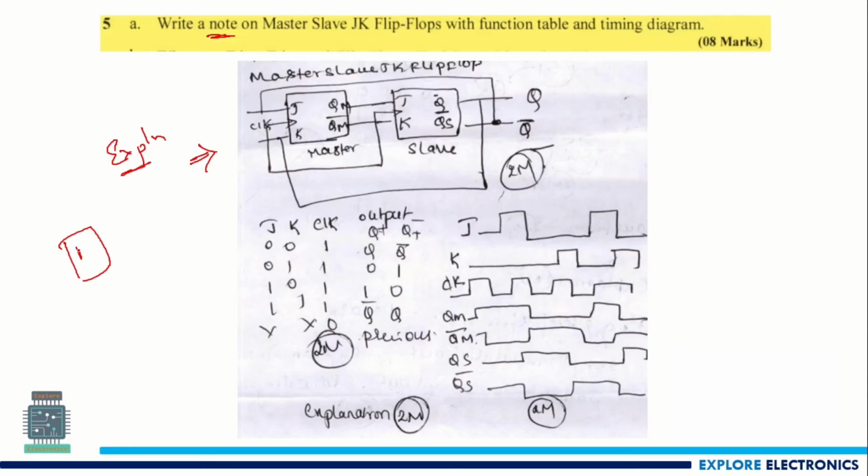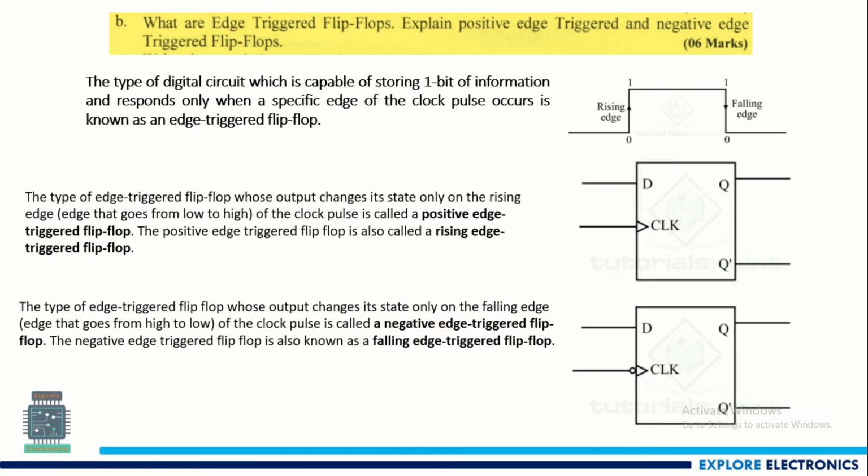There will be a master flip-flop and a slave flip-flop. The slave flip-flop gets its input from the master flip-flop. The output of the master will be an input for the slave. This is what you need to explain first, and then write the JK flip-flop implementation. Then write the function table and also the timing diagram. In the timing diagram, you need to mention clearly how QM or this QN will be generated.